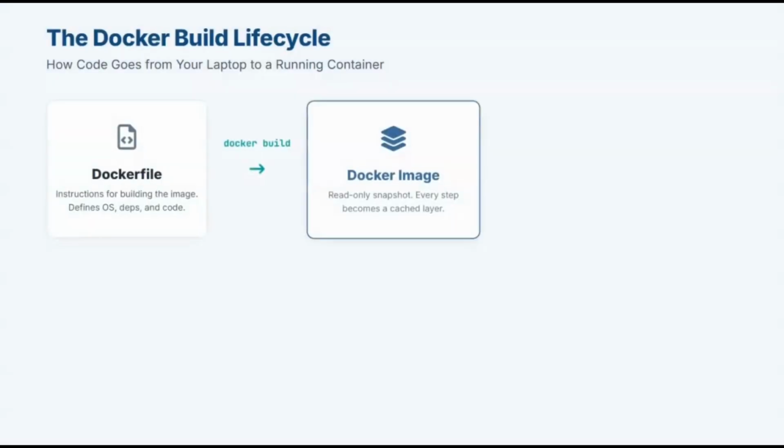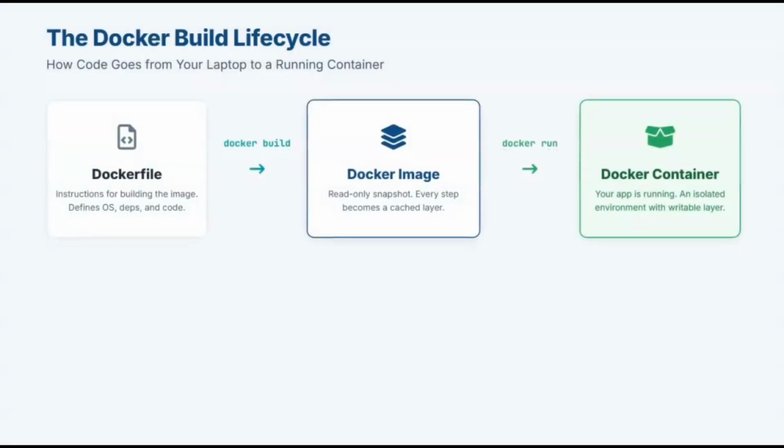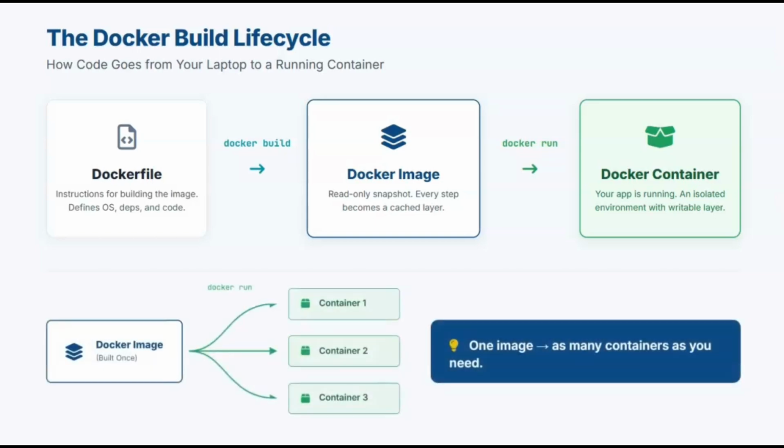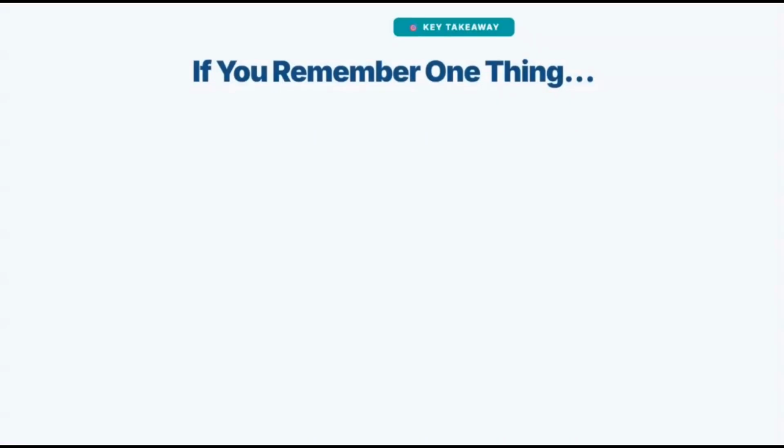The Docker build lifecycle has exactly 3 steps. You write a Dockerfile, docker build reads it and produces a read-only image. Then docker run creates a live container from that image. From a single image, you can spin up as many containers as you need, all running the same application, completely independent of each other.